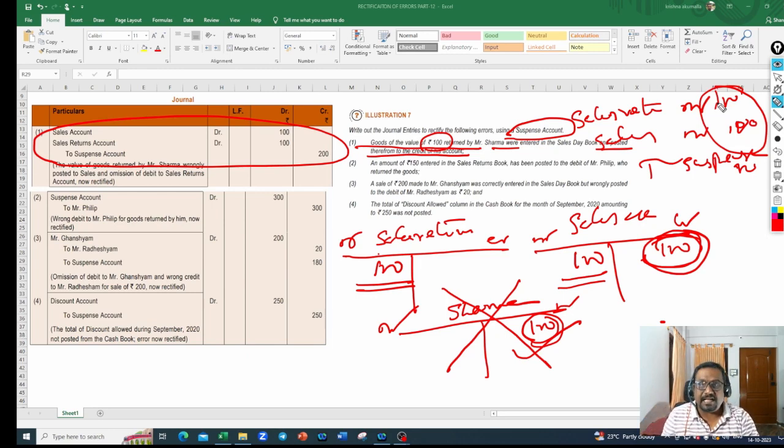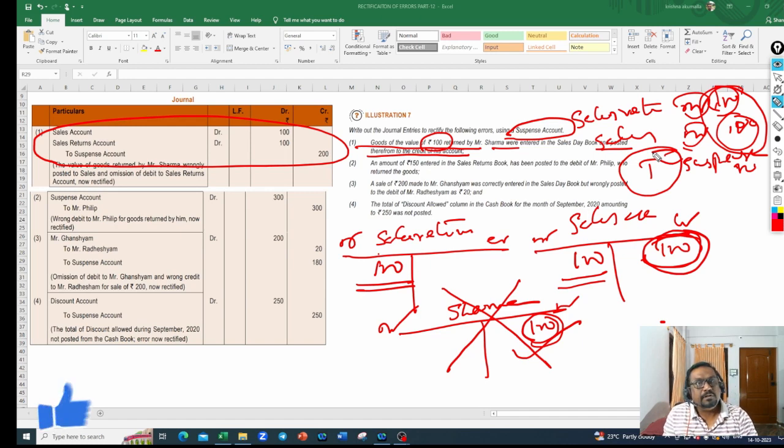What balance does it have? See, sales return account is not debited to the extent of 100. Sales account is not debited to the extent of 100. So that means there is a debit shortage in these two accounts to the extent of 200 rupees. So the 200 rupees shortage in debit would have been posted to suspense account debit. Now, if I want to rectify that suspense account debit, I need to credit suspense account. That is the reason I created suspense account.